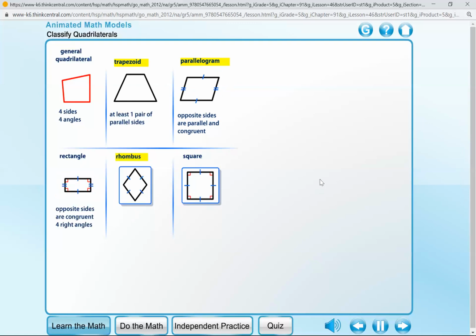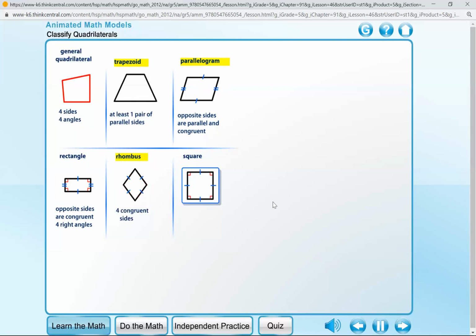What about the rectangle? A quadrilateral with opposite sides congruent and 4 right angles is a rectangle. All right, the opposite sides are congruent. That means this top and this bottom are congruent. They're opposite. And this left side and that right side are congruent, right? They're opposite. And it also has 4 right angles. A rectangle is a parallelogram.